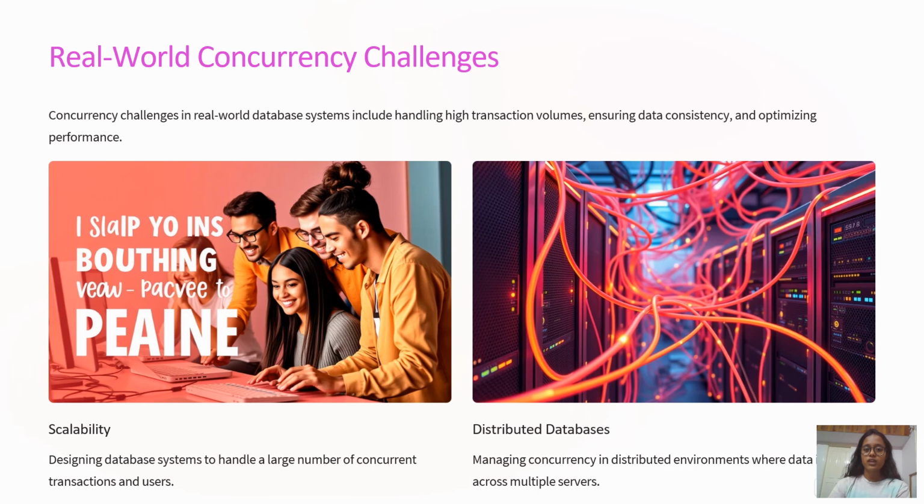Additionally, the diversity of applications with varying concurrency needs, such as real-time data processing versus batch jobs, requires adaptable concurrency strategies. Addressing all these challenges is essential for reliable, efficient, and scalable database systems.